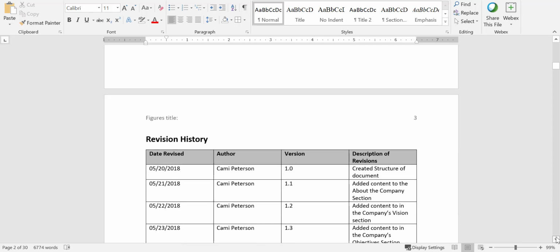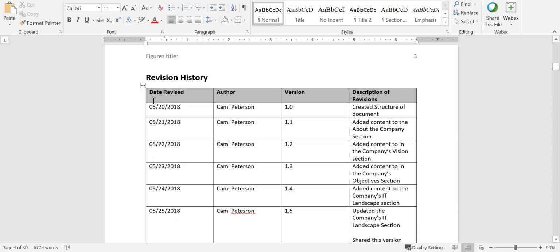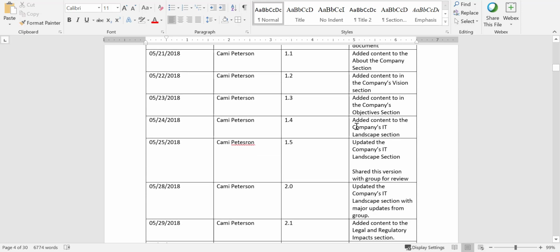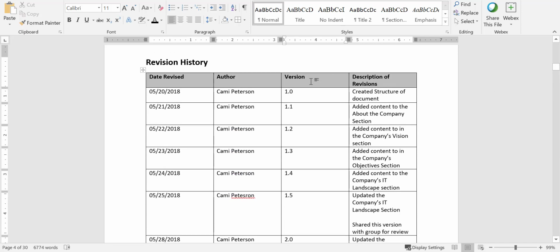You should have a revision history. Revision histories typically include the date it was revised, the person who revised it, some versioning control. Usually when you have a 1.1, it was a minor change, and if you switch from a 1.0 to a 2.0, there were some major changes to it. On your SharePoint site, you may or may not choose to use the version history, which is perfectly fine, but you should have a description of what the revisions were that were made.